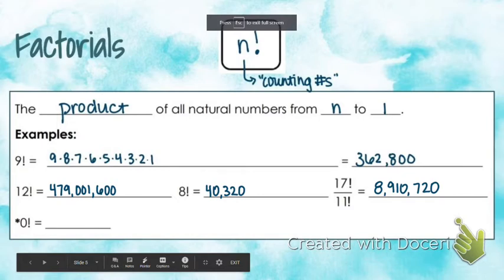And finally, we have 0 factorial. And this has a star beside it because it is a special scenario. From 0 to 1, there's really not anything. 0 times 1 would be 0. There's no good way to do this. But just as a rule, 0 factorial is always equal to 1. So this is a rule that you need to remember.